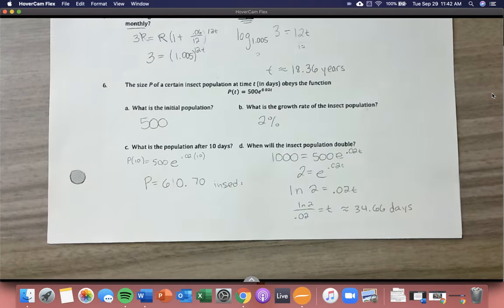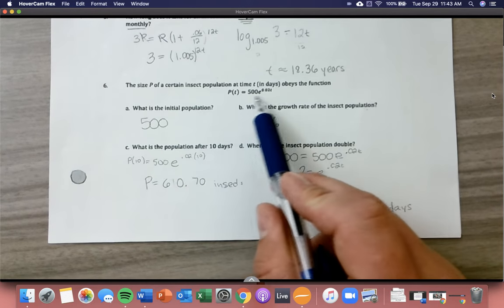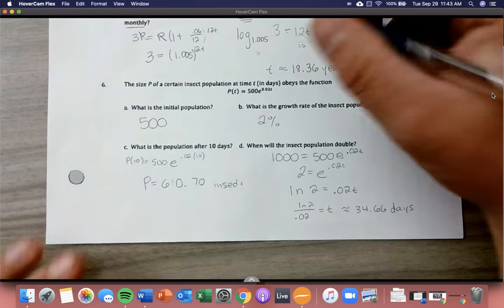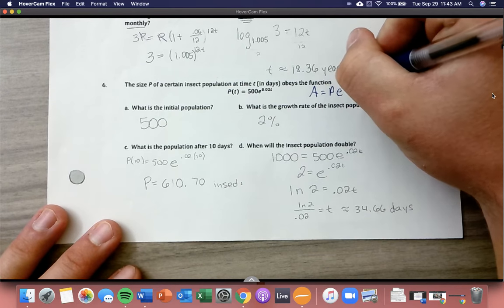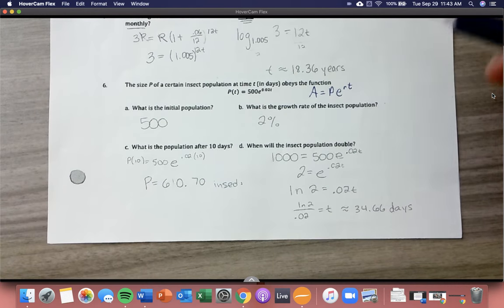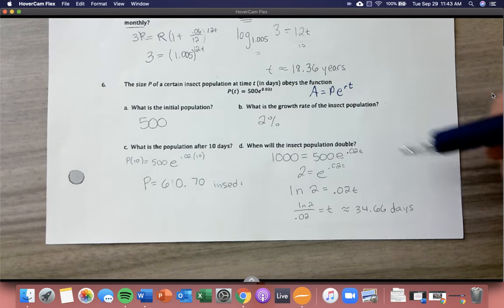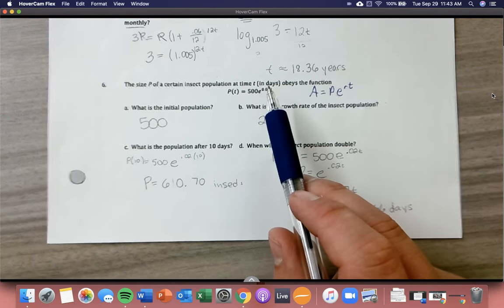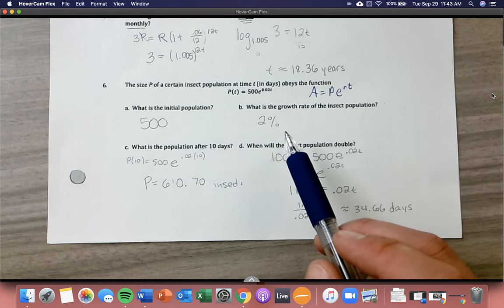Number 6. The size P of a certain insect population at time t in days obeys the function P(t) = 500 e^(0.02t). This is already in the form that we're going to use, A = P e^(rt). One big difference between this one and the one we use for compound interest is that t in this case doesn't have to be years. In this case, it's in days.